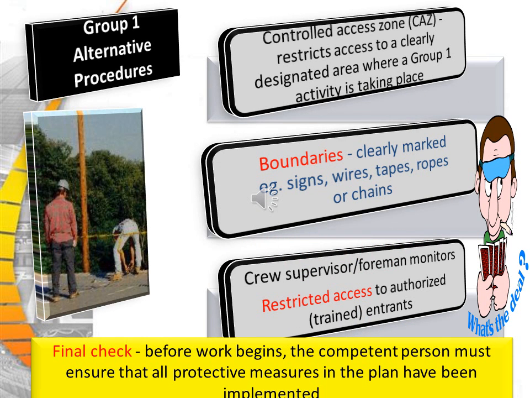A controlled access zone, or CAZ, restricts access to a clearly designated area where Group 1 activity is taking place. The boundaries are clearly marked, such as using signs, wires, tapes, ropes, or chains. The crew supervisor or foreman monitors, and access is restricted to authorized or trained entrants. A final check is done before work begins, and the competent person must ensure that all protective measures in the plan have been implemented.